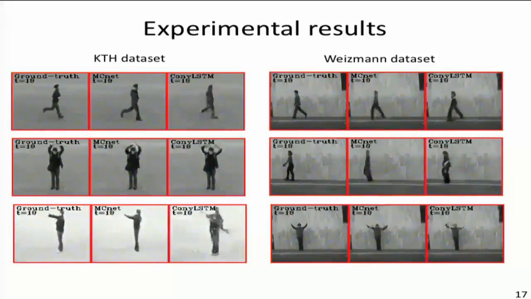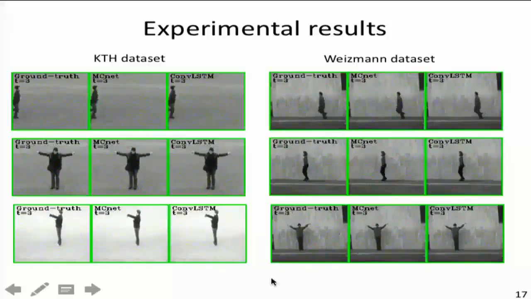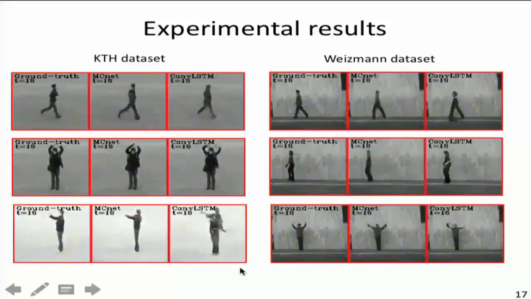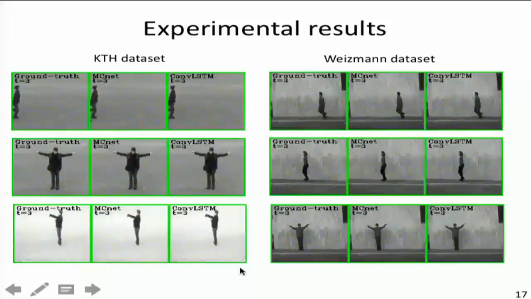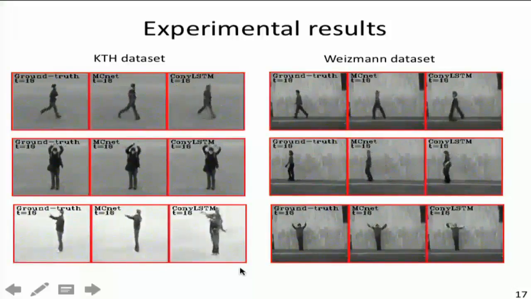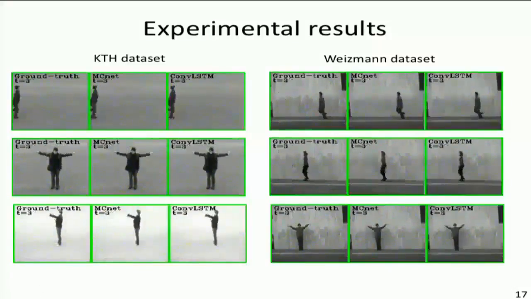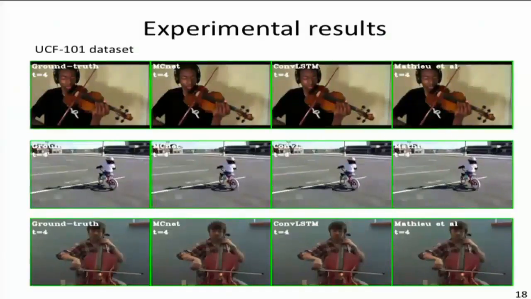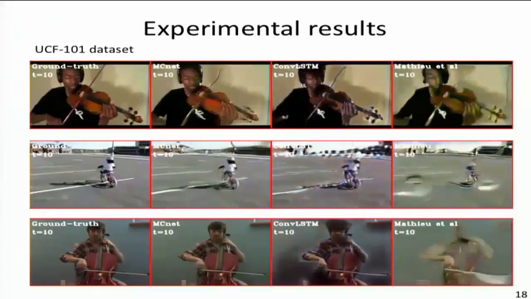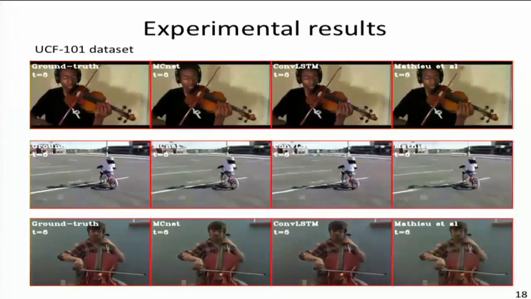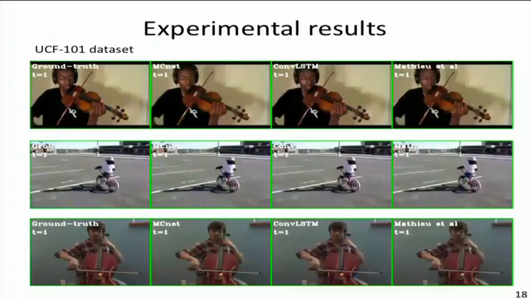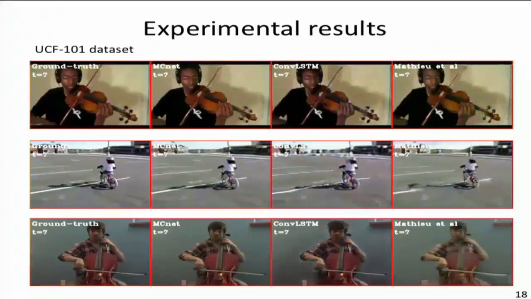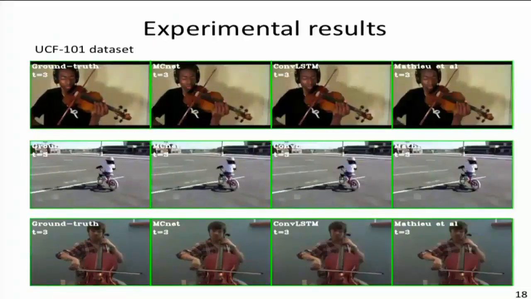Probably better than the existing very strong baseline called convolutional LSTM. So this type of separate decomposition of motion and content can be useful here. We also evaluate on some more challenging real action data sets called UCF 101. And again, a similar conclusion can be made.